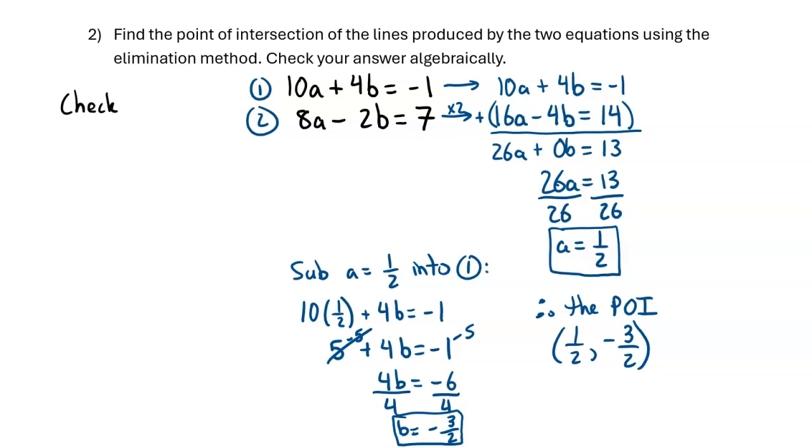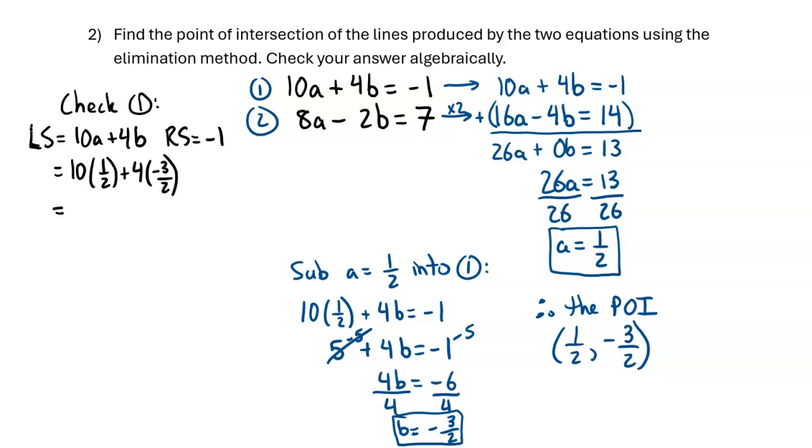And so what we're going to do is start by looking at equation 1. The left side is 10a plus 4b. We keep the left and right side separate, and we then substitute the a value and b value into a and b. So 10 times a half plus 4 times negative 3 over 2.